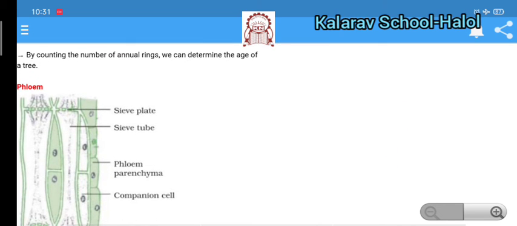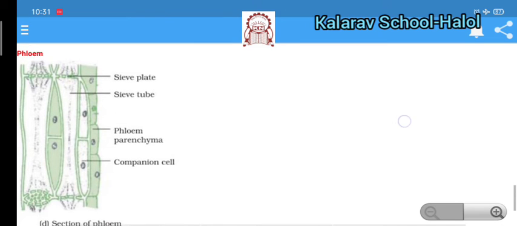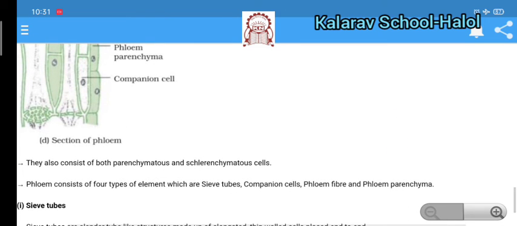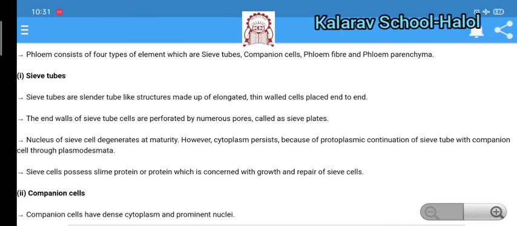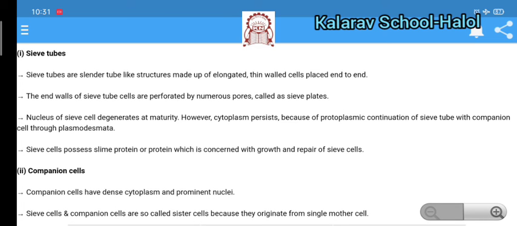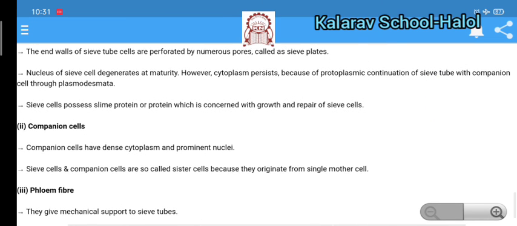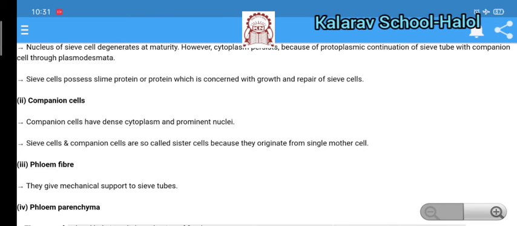Next is phloem. There is a sieve tube, sieve plate, phloem parenchyma and companion cells. It consists of both parenchymatous and sclerenchymatous cells. Phloem consists of four elements: sieve tube, companion cells, phloem fibers and phloem parenchyma. Sieve tubes are slender tube-like structures, elongated, thin walled, placed end to end. The end walls of sieve tubes are perforated by numerous pores, so they are called sieve plates. Mainly they are degenerated at maturity. Slime protein is concerned with the growth and repair of sieve cells.